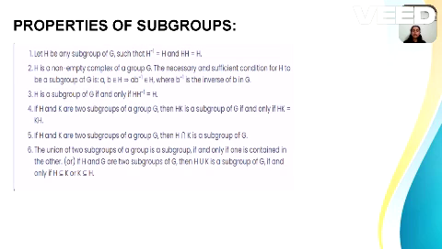If H and K are two subgroups of a group G, then H intersection K is a subgroup of G. The union of two subgroups of a group is a subgroup if and only if one is contained in the other. That is, if H and K are two subgroups of G, then H union K is a subgroup of G if and only if H is a subset of K or K is a subset of H.